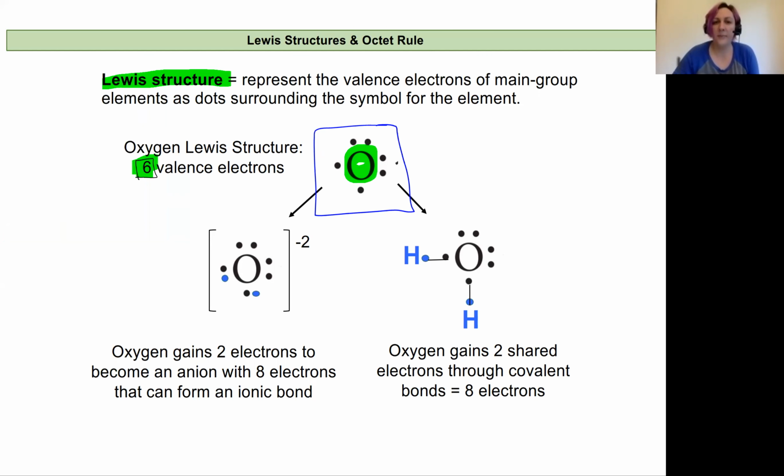The way I'm going to place these electrons around my element symbol is I'm going to imagine that it has 4 sides, 1, 2, 3, 4, and I'm going to place the electrons around it essentially in a box. I'm going to always put 1 electron on each face of that box around the element symbol first. So I've got 1, 2, 3, 4. Then I'll start pairing them up.